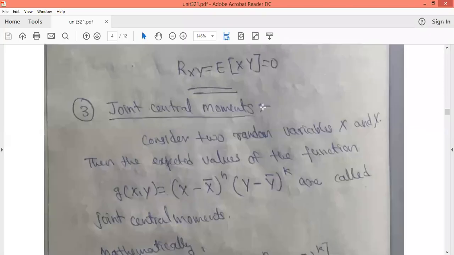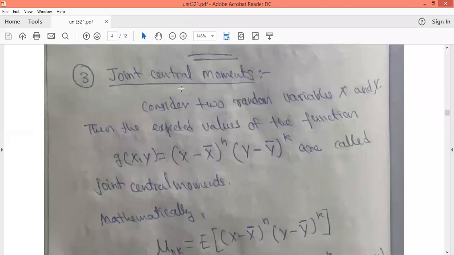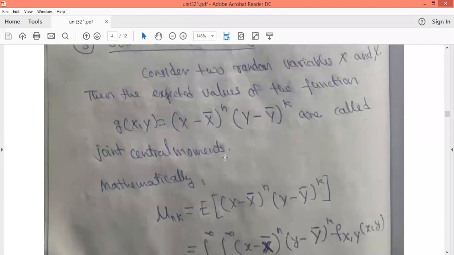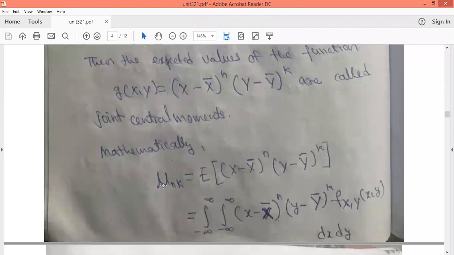So joint central moment is nothing but the expected value of the function (x minus x bar) power n, (y minus y bar) power k. It is called the joint central moment. We denote it as mu nk. Mu nk is the expected value of (x minus x bar) power n, (y minus y bar) power k.